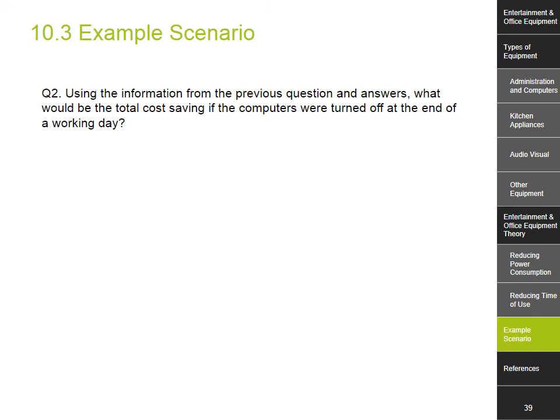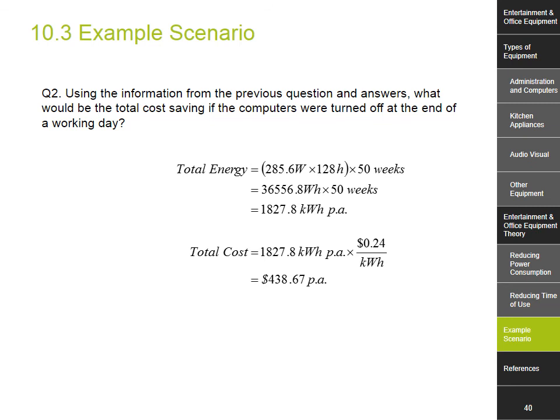Question 2. Using the information from the previous question and answers, what would be the total cost saving if the computers were turned off at the end of a working day? If the computers are only turned on during working days, this means that no passive standby occurs. The amount of power consumed during passive standby will be equal to the passive power consumption multiplied by the hours of use multiplied by the 50 weeks. The total power will be 1,827.8 kilowatt hours per annum. The total cost saving will be just under $439 a year.